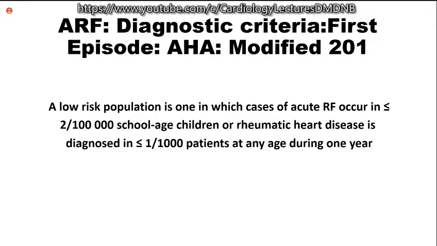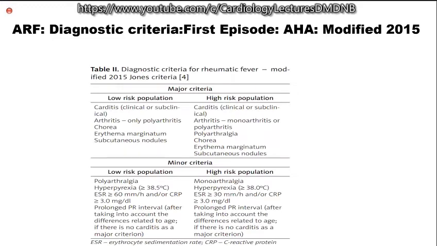So there are two criteria to be satisfied before you categorize a society as a low risk population. 2 per 100,000 school age children. The recurrent acute rheumatic fever cases should be less than 2 per 100,000 school age children, or rheumatic heart disease in the general population of less than 1 per 1,000. Let's look at the criteria put forward by the American Heart Association. Major criteria: carditis, clinical or subclinical. Ronak, what is meant by subclinical?